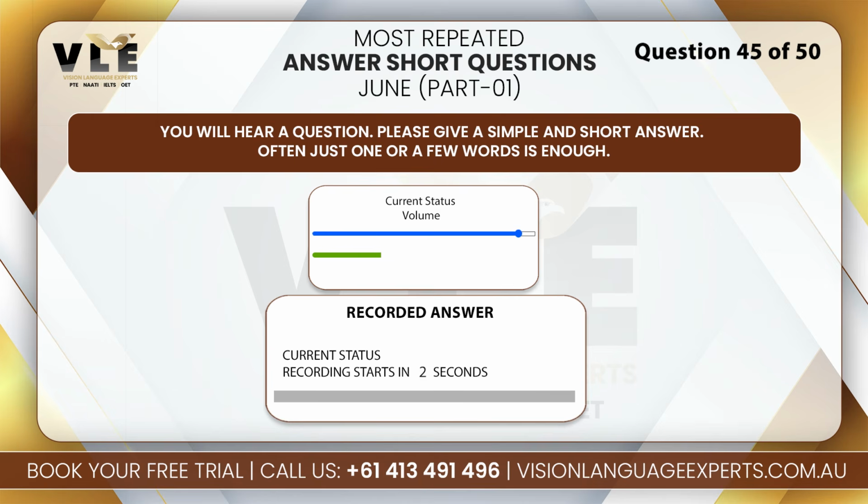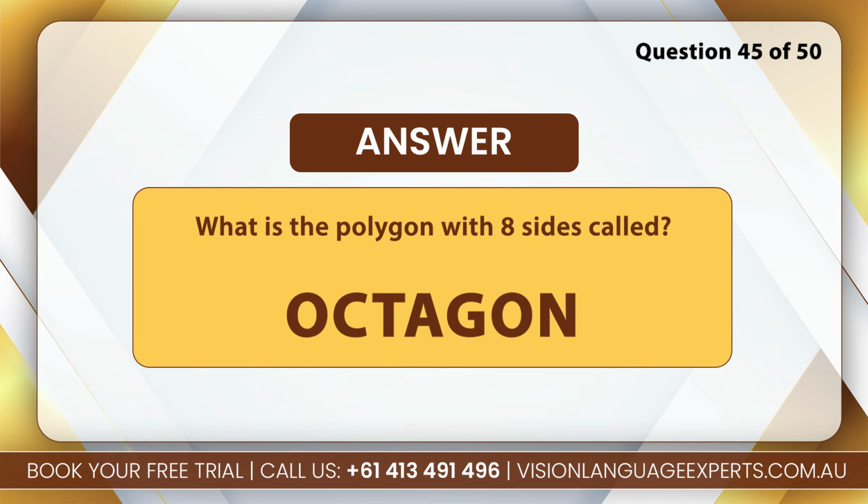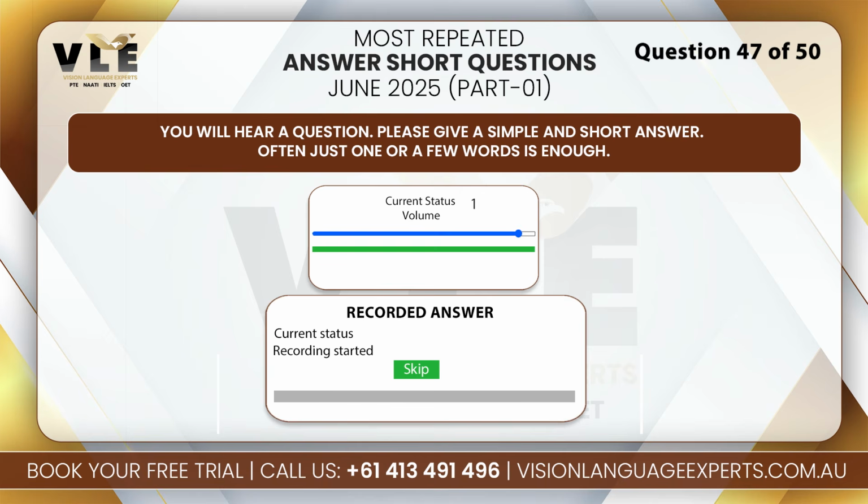What is the polygon with 8 sides called? Octagon.